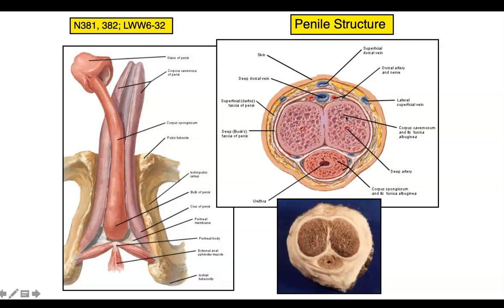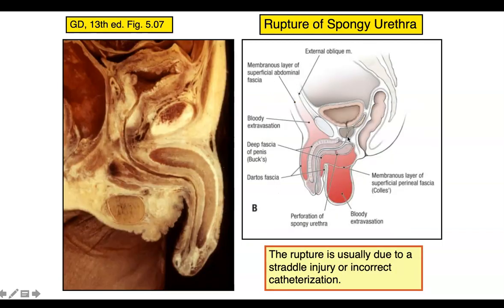The two corpora cavernosa and the corpus spongiosum are enclosed by tunica albuginea. So tunica albuginea is this. And already I mentioned that corpus spongiosum contains the spongious part of the urethra. Male urethra is very long.